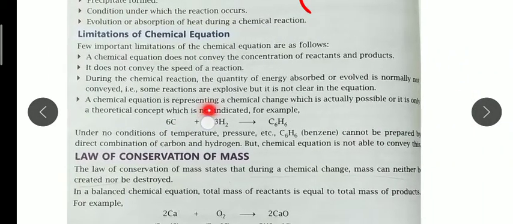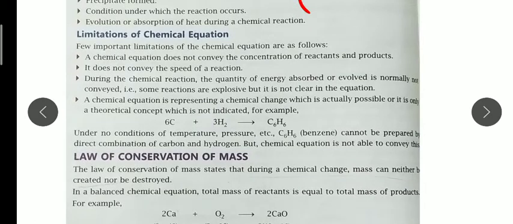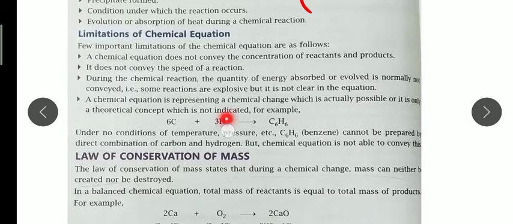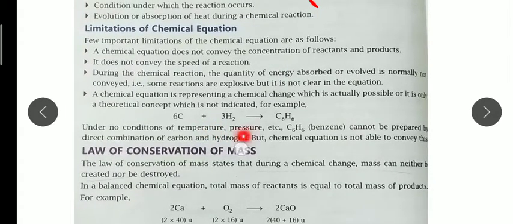A chemical equation does not indicate whether a chemical change is actually possible, or whether it is only a theoretical concept. For example, in the formation of benzene, they are not showing the temperature or the exact pressure used for the preparation of different compounds. Here they simply say that 6C plus 3H2 forms benzene. The formula of benzene is C6H6.